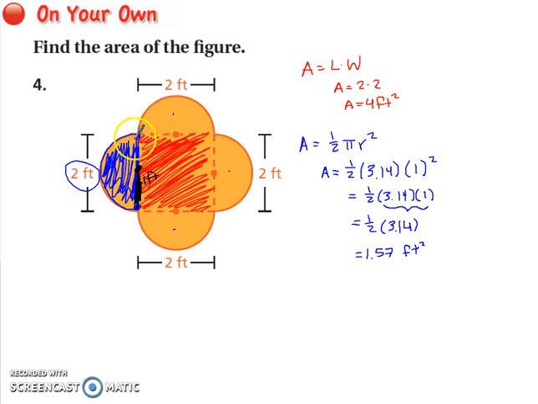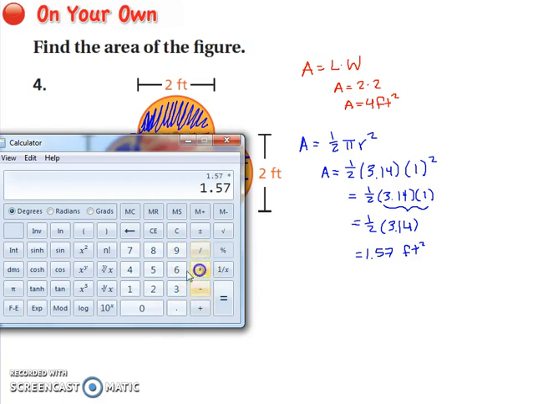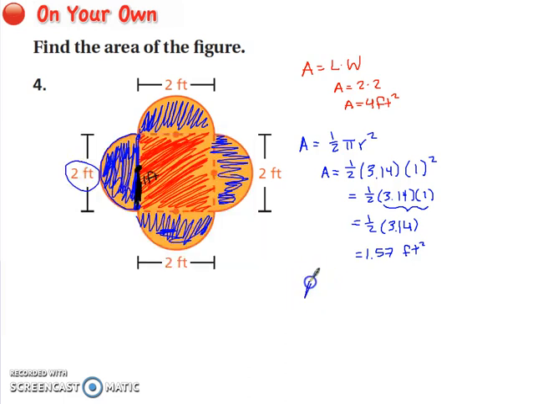Now to get all of the semicircles, notice now I only have one blue one. To find the area of all of them, I'm simply going to take this number and multiply it by 4. So instead of adding it 4 times, I simply take the 1.57 and multiply by 4 to get 6.28. So 4 semicircles gives me a total area of 6.28 square feet. So then my total area would be these two values added together, my square plus my 4 semicircles, for a total area of 4 plus 6.28, which is 10.28 square feet.